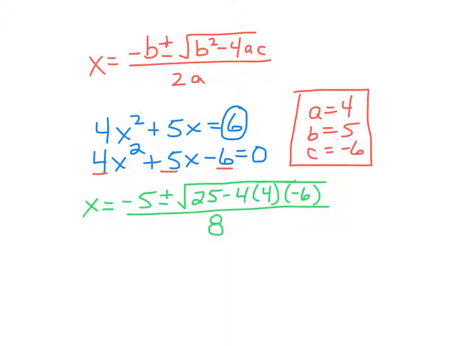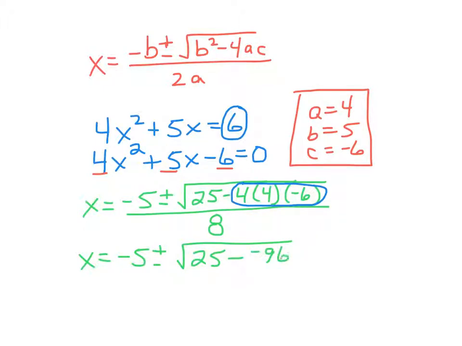Now I need to go through and start simplifying. And once again, when I simplify, I'm just going to take a look at this area right now to start with. So I'm going to rewrite what I do have. I have x is equal to negative 5 plus or minus the square root of 25 subtract, and then I need to multiply the 4 times the 4 times a negative 6. When I do all that multiplication, that's equal to a negative 96. So I have 25 subtract negative 96 still underneath the square root sign, all over 8.